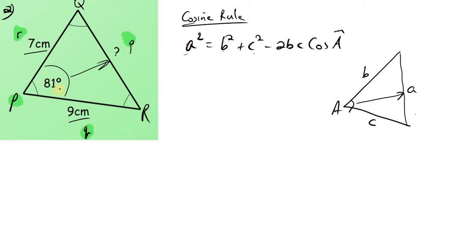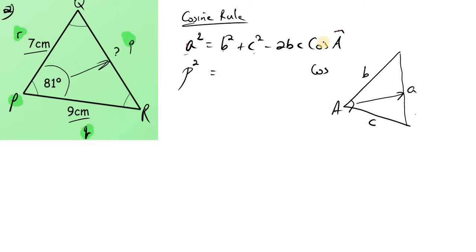What two sides form the 81 degrees? The 9 centimeters, in this case Q, and R, the 7 centimeters. These two sides, R and Q, form angle P that we have here. So the side that faces this angle is little p. So that's what we'll put here, little p that faces the angle. So we square it. And at the end we have cosine of the angle that faces P.